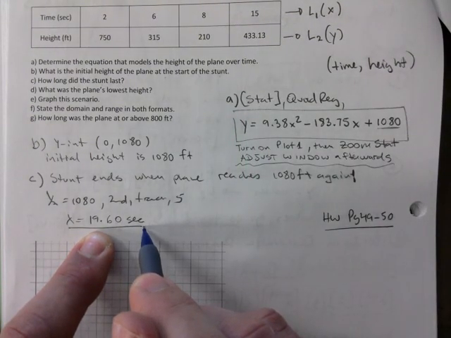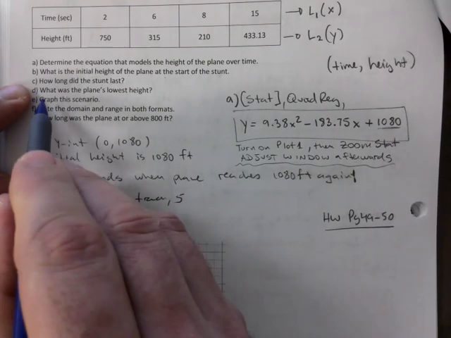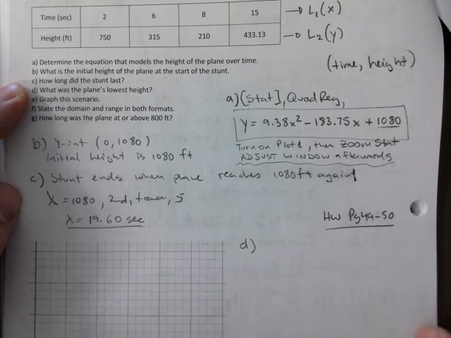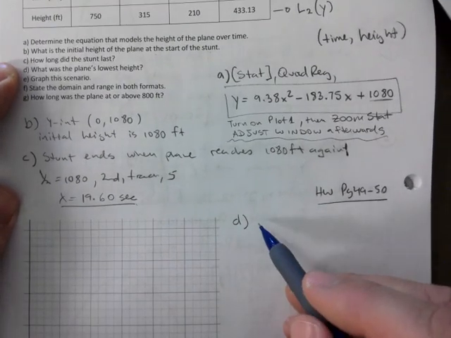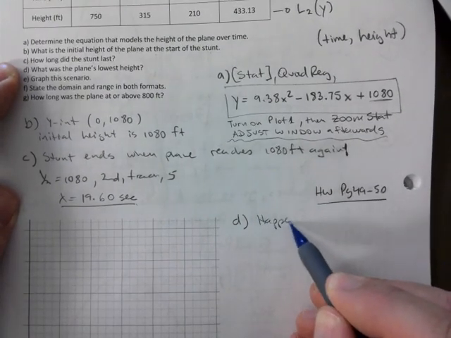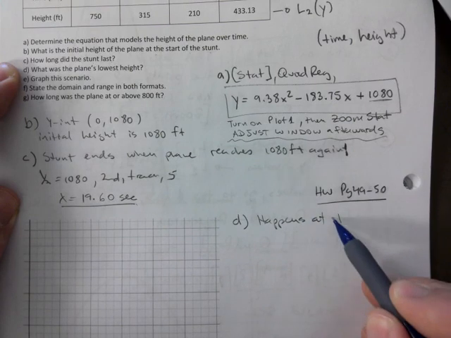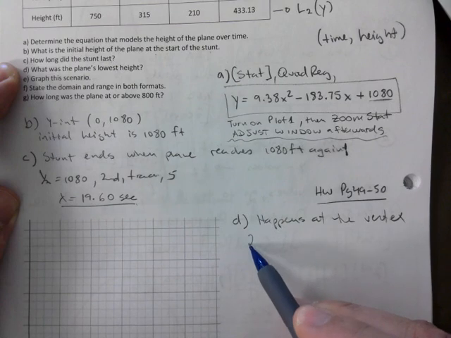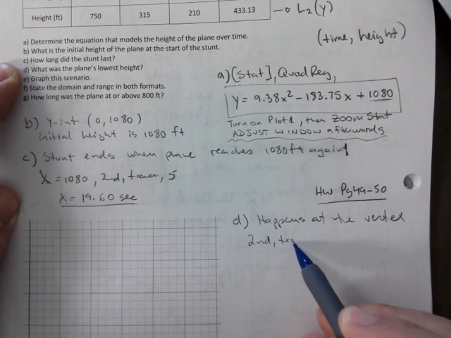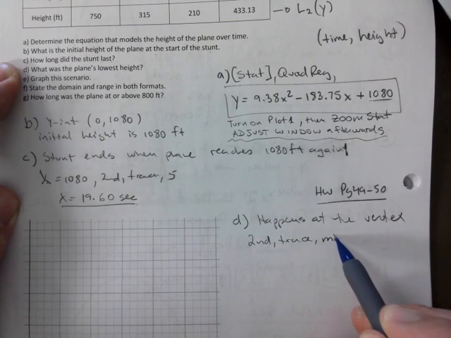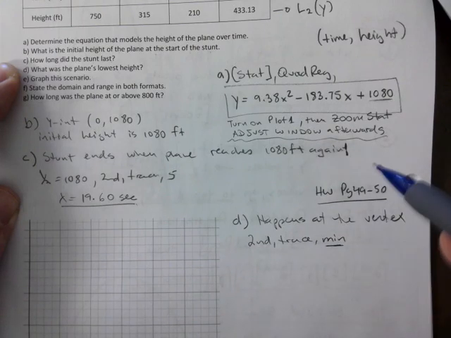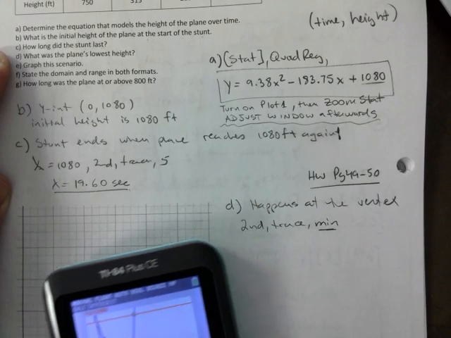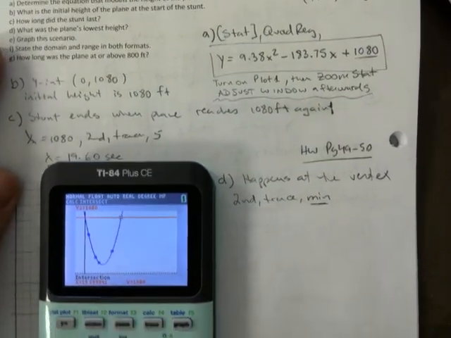All right, let's keep going. D, what is the plane's lowest height? I think you should be able to answer that one. Happens at the vertex. So let's go ahead and find the vertex. This is a second trace min scenario. We're going to find the lowest point, right? It's a dip, not a max. Okay, so you have to be careful. So let's go ahead and find it.